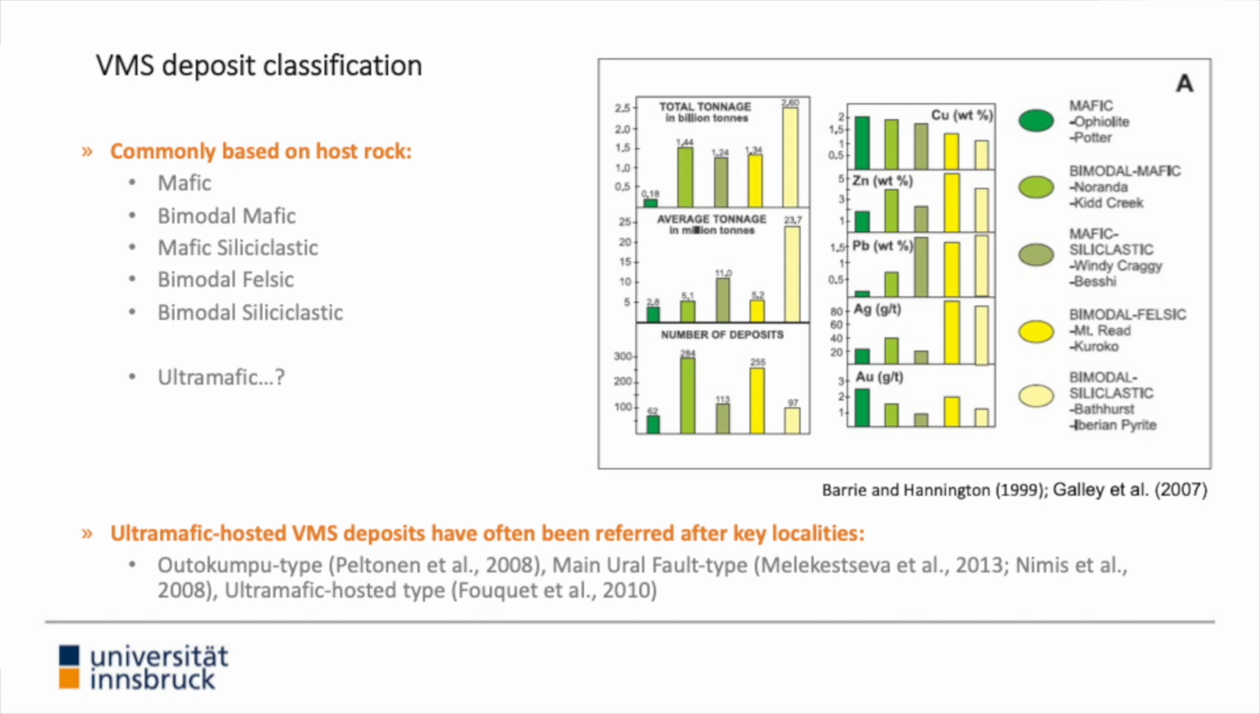They've been known for a very long time in the community, but they have often been referred to by specific localities. So there's been the Outokumpu type from Finland, the mineral fault type from Russia, but the most recent or most common classification is the ultramafic-hosted VMS deposit, or seafloor massive sulfide deposit, from the review by Fouquet et al. in 2010, which focused on the Mid-Atlantic Ridge seafloor massive sulfide deposits.